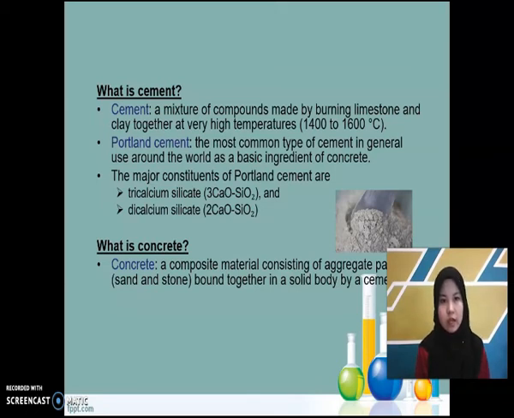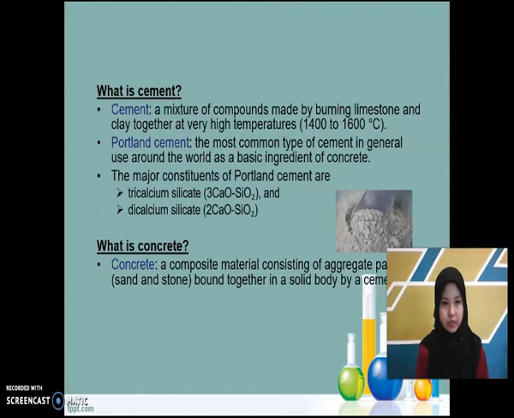Okay, and Portland cement. Portland cement is the most common type of cement in general used around the world as a basic ingredient of concrete. The major constituents of Portland cements are tricalcium silicate and dicalcium silicate.